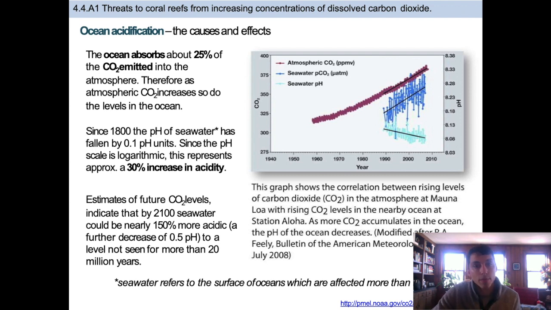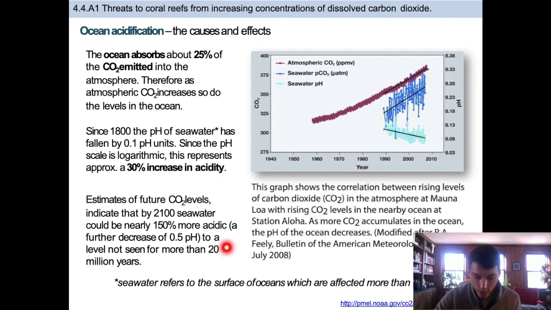However, it must be remembered that the pH scale is logarithmic, so a drop of 1 full pH unit is a 10 times change. So a fall of 0.1 pH units is a 30% increase in acidity. That is huge to these very sensitive ecosystems that are being affected by this. That's a big change in a relatively, on a geological scale, relatively short amount of time. It's going to have massive impacts on those species.